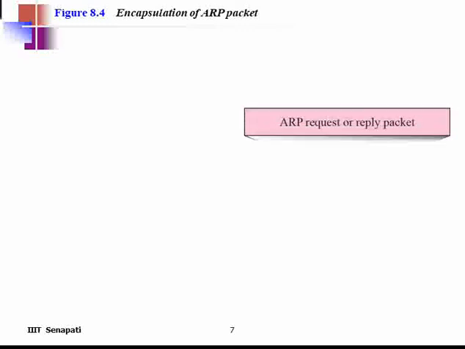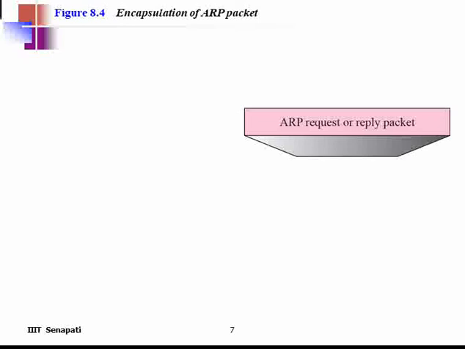So now, how is it sent on the network? What happens? It has to be encapsulated in a data link frame. Earlier we have seen an ICMP message which has to be kept in an IP packet, but now ARP directly goes in the data link layer. So it will be encapsulated into a data link frame.